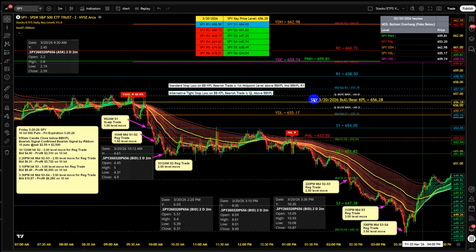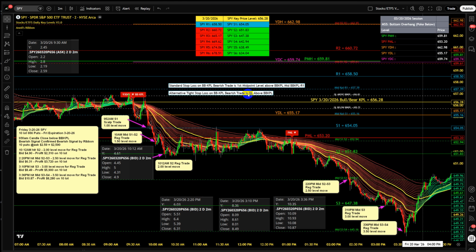However, when you're adjusting your stop loss on a regular trade, in the case of options, what you're doing is changing your stop loss from a level-based stop loss to a price of the option, or specifically the price that you paid for the option as your stop loss.